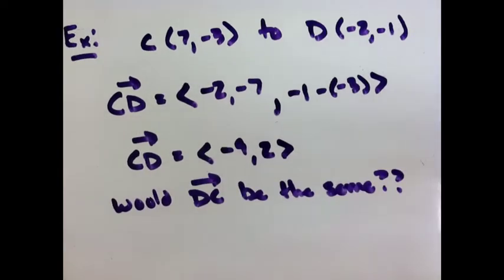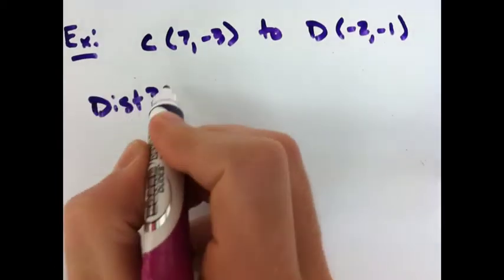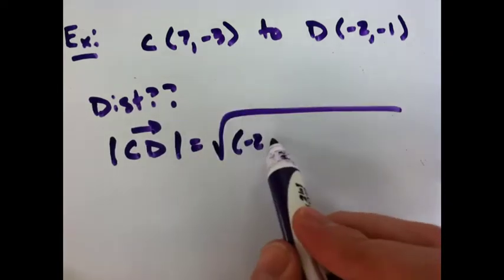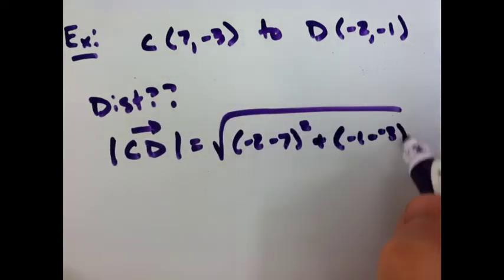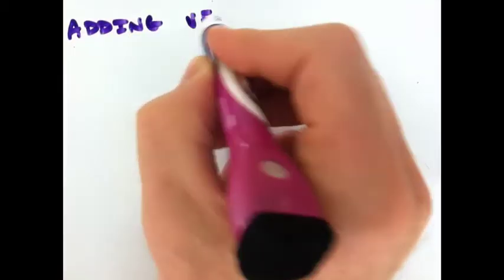The distance is what we call the magnitude. So that means we just have to go back and find the distance between them, just like we would in the distance formula. We've actually done most of the work because -2 minus 7 and -1 minus -3 has already been done. So your distance is root 85.